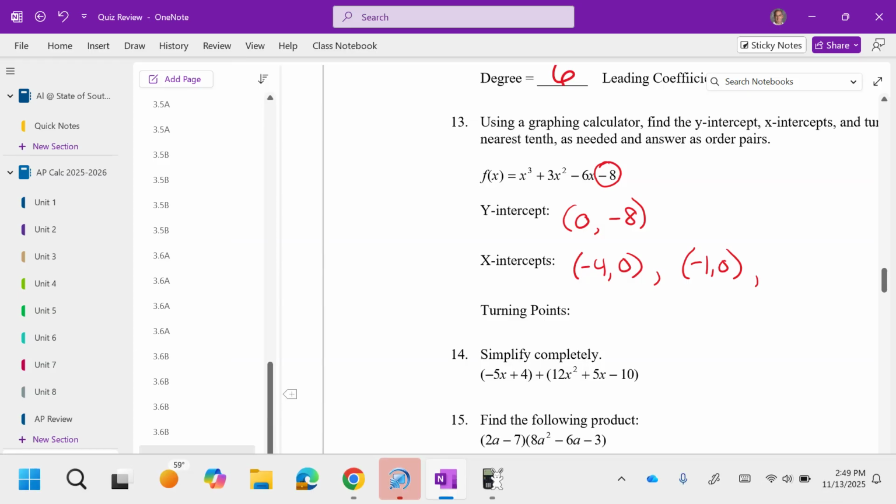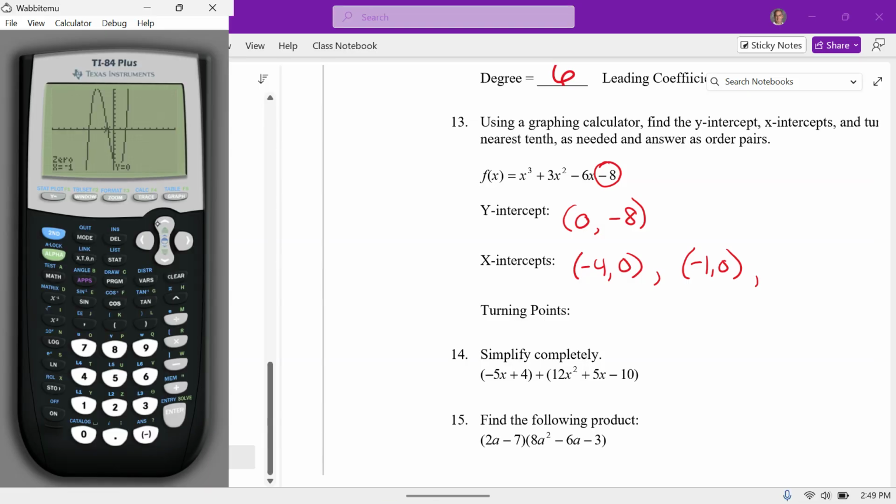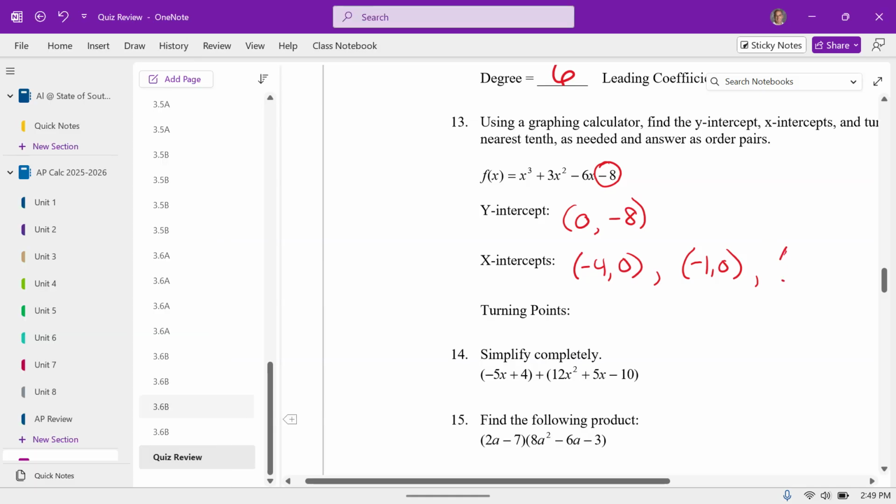The third one, second trace, 0. So go to the left of where it crosses, enter, to the right of where it crosses, enter, and enter again. And that's the point 2, 0. Okay, so that's how to find the y-intercept and the x-intercepts.